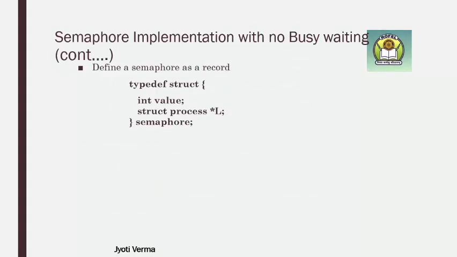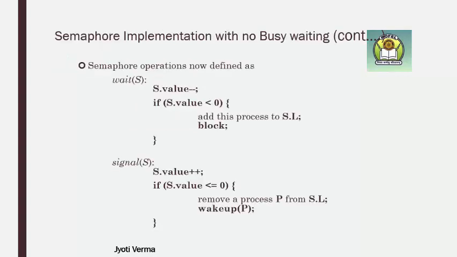Semaphore implementation with no busy waiting can be defined using a structure like this: integer value and a structure of type process. So in wait, the value is decremented; if the value is less than 0, that means the semaphore is not available. Then add the process to the waiting state, add it to the linked list. Otherwise, in signal, increment the value of the semaphore and remove the process from the waiting list by using which operation? Wakeup operation. So this is your semaphore, counting semaphore and binary semaphore.